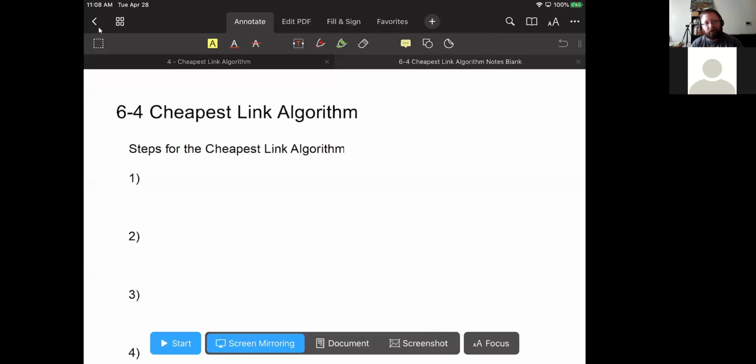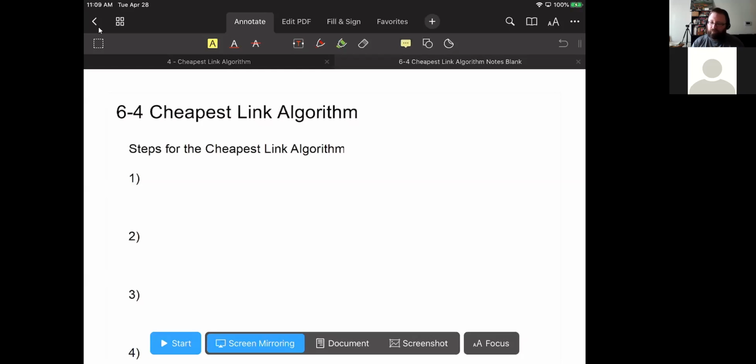So today we are going to talk about the cheapest link algorithm. This is our fourth and final algorithm for traveling salesman problems, which is Hamiltonian graph theory. The cheapest link algorithm is fairly similar to nearest neighbor, except in the way that we approach it overall. What I mean by that is we worry even less about the starting and ending point with this algorithm than we did with repetitive nearest neighbor.